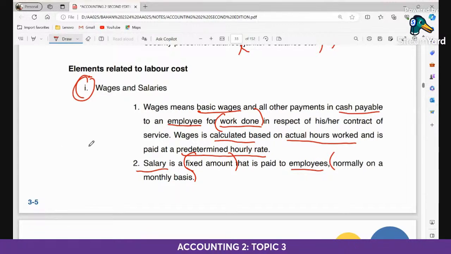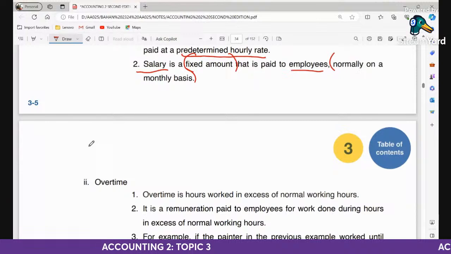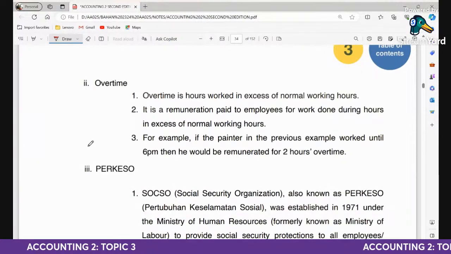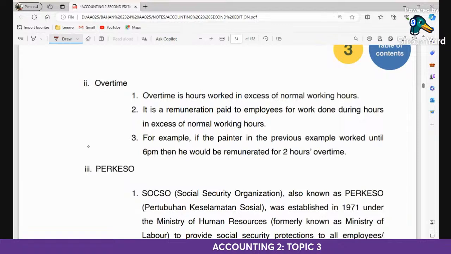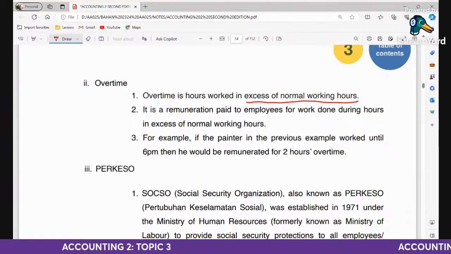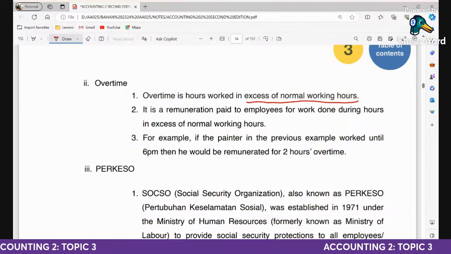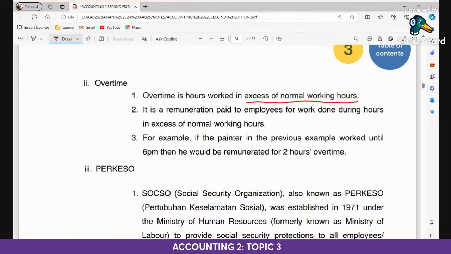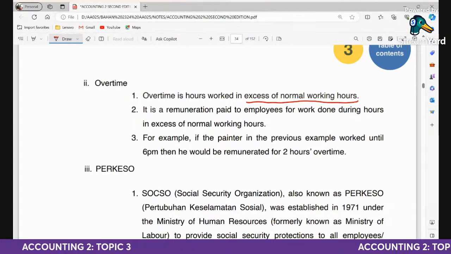Alright, okay, so this is wages and salaries. Okay, we look at overtime. So overtime ni ialah excess normal working hours, maksudnya waktu kerja yang di luar daripada waktu kerja kebiasaan anda. Alright, so the remuneration paid to these employees untuk kerja-kerja yang dibuat selepas daripada normal working hours ni dipanggil overtime.